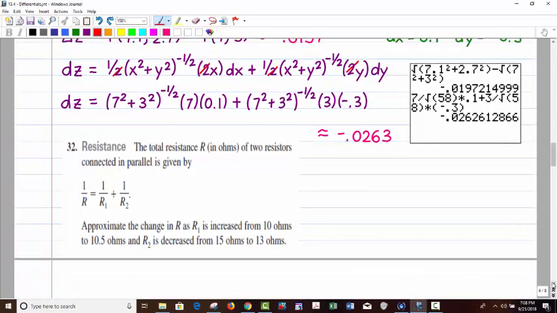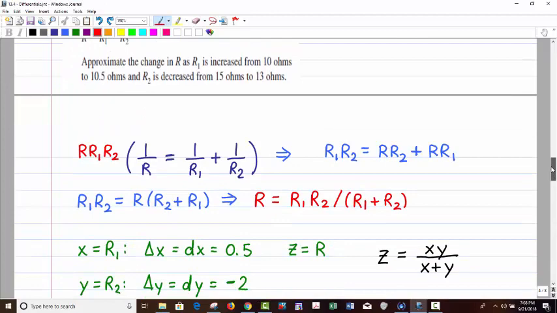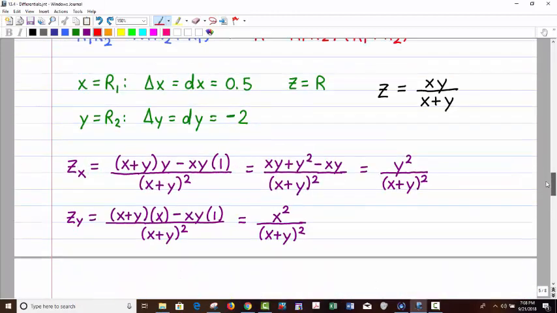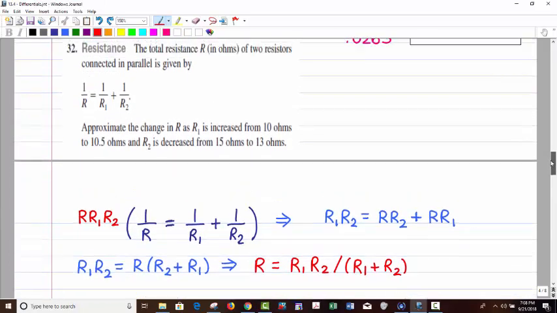Let's take a look at this next one. Some of you future electrical engineers might find this one interesting. It's a little bit messy. Maybe not a great one for an exam, but a good one to take a look at. This is the resistance formula for resistors connected in parallel. So basically you're saying R is a function of R1 and R2.